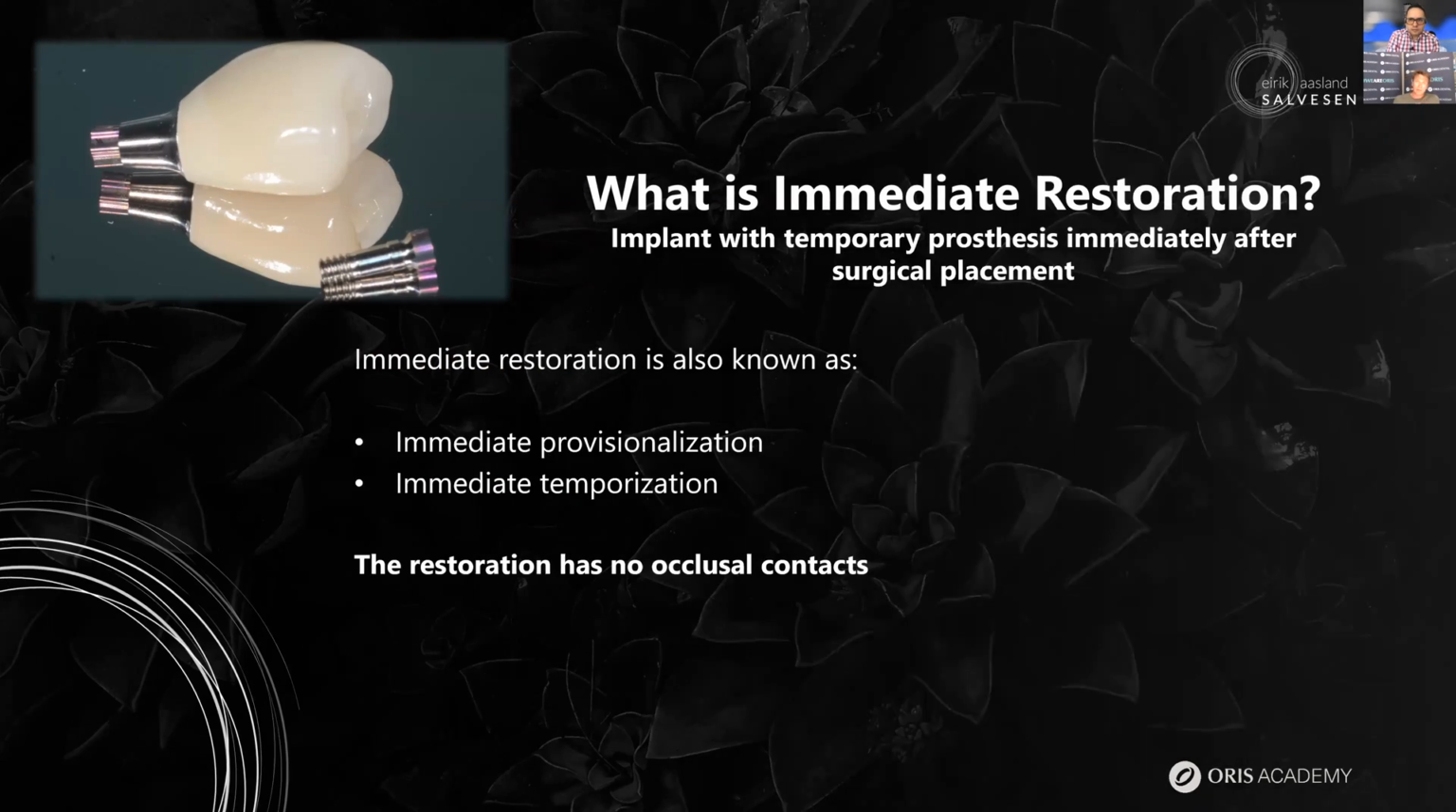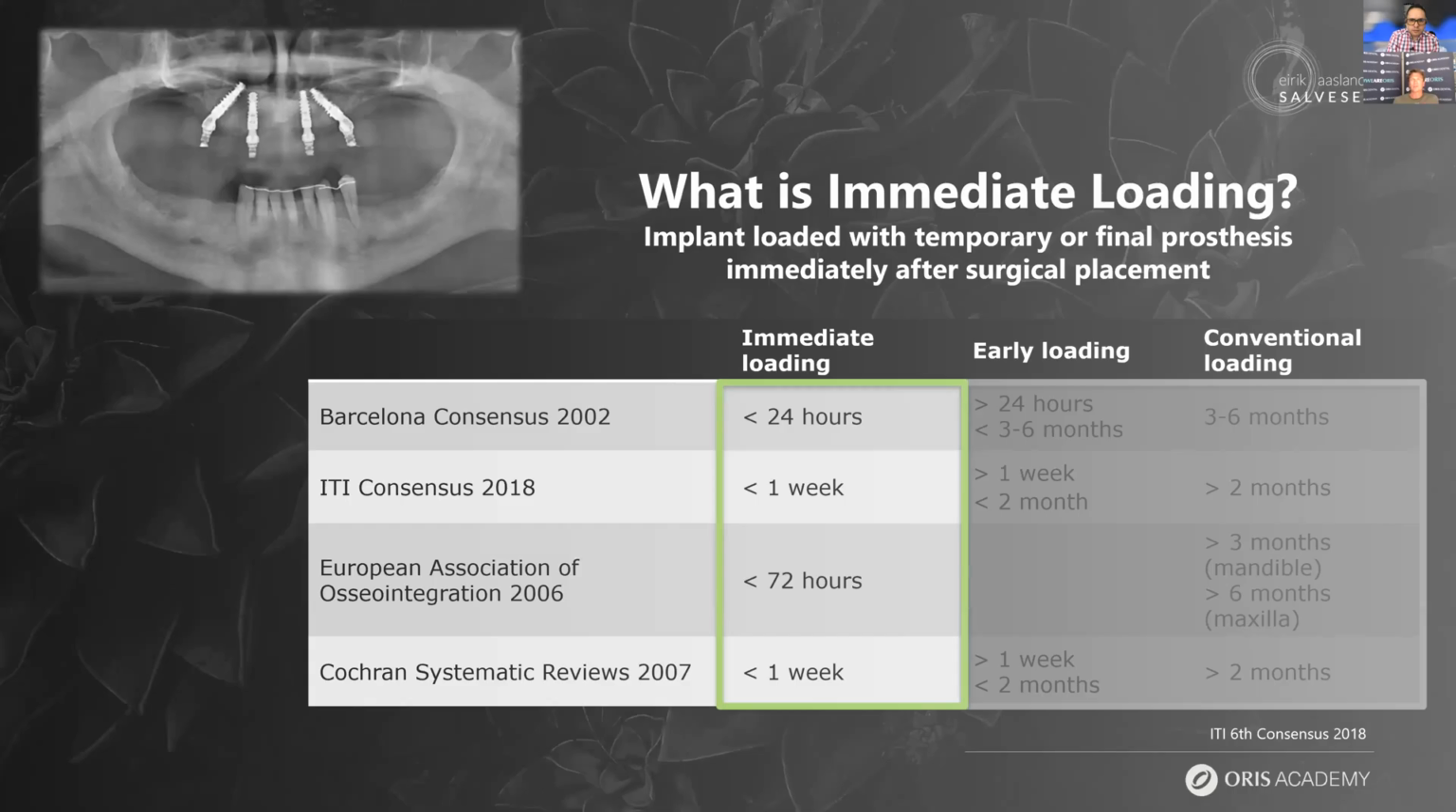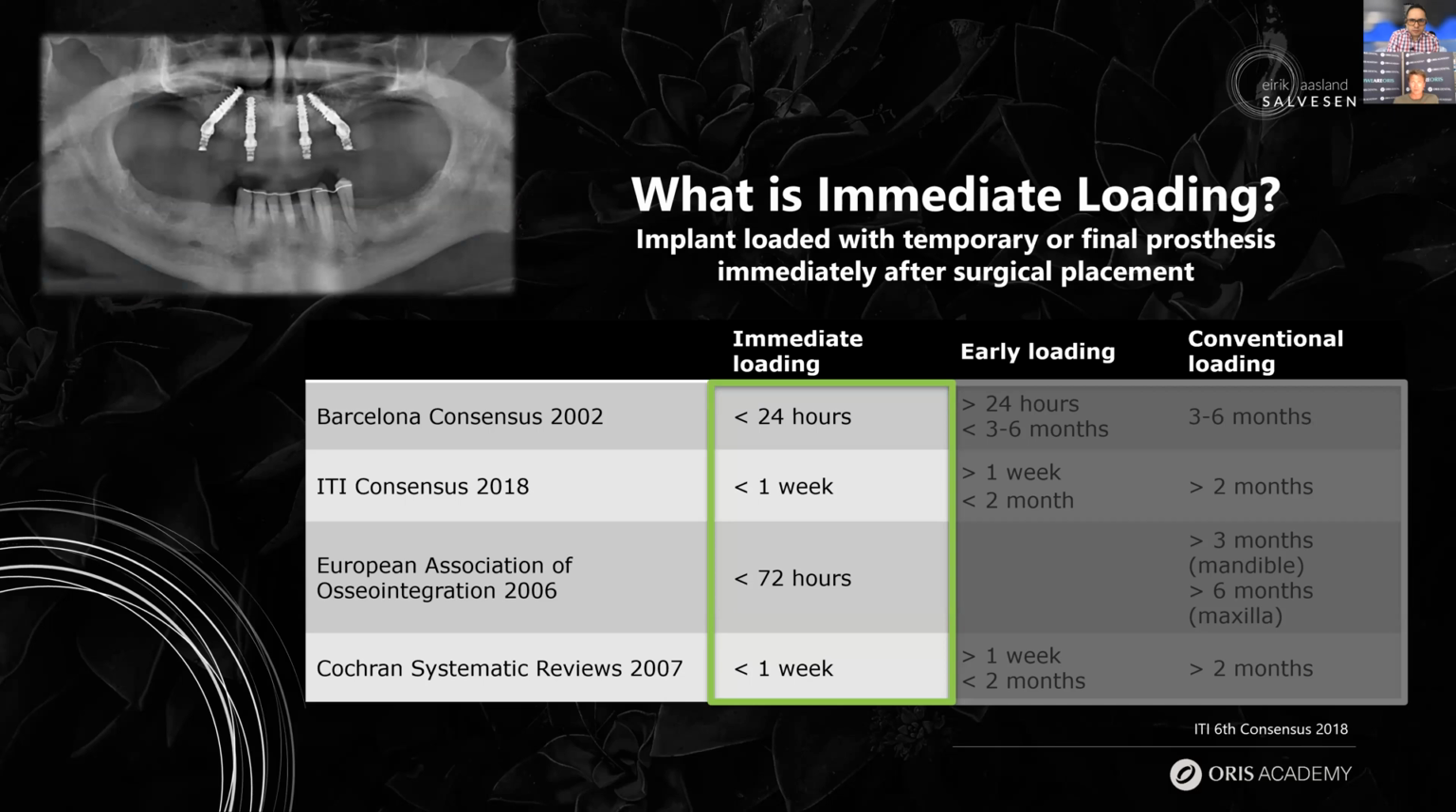And then we have the third option, which is immediate loading. Immediate loading is different than immediate restoration, because an immediate restoration is out of occlusion and no loading. Immediate loading, we typically only do for full arches. That means that we have a balanced occlusion, that we have control of it with splinted implants, full arches, and then we can do it. And immediate loading has different definitions.